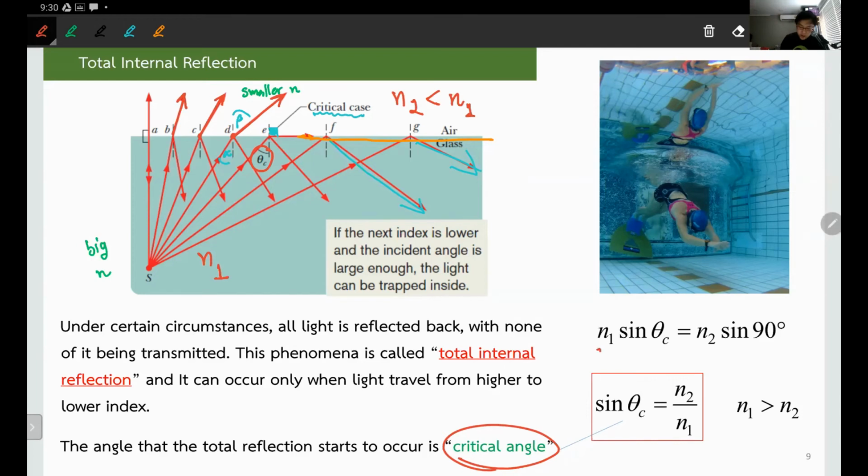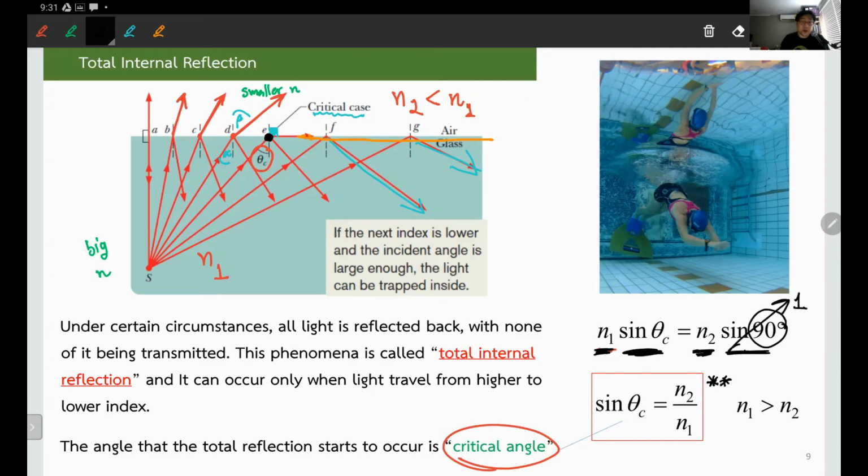So this phenomenon will happen only when you try to get from a bigger n to a smaller one. Using Snell's law applied at a point, let me highlight in black again, at point E, that black dot right there, the incoming ray has n1 sine theta, and we're going to call that theta sub c, the critical angle. That equals the outgoing ray, which is n2, the second medium, and then you just set the refracted angle to be 90 degrees. And everyone knows sine 90 is just 1. So that's how you calculate the critical angle.